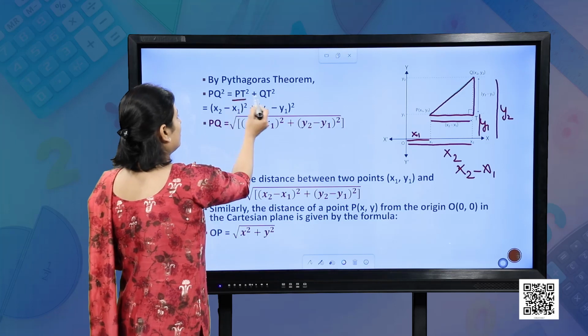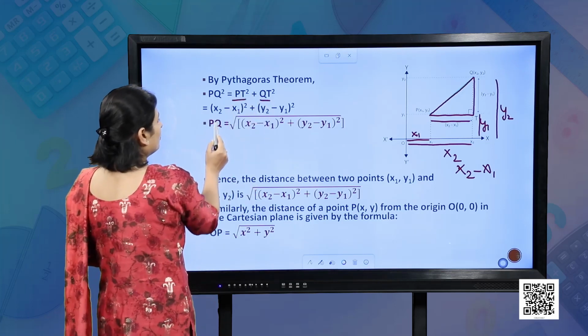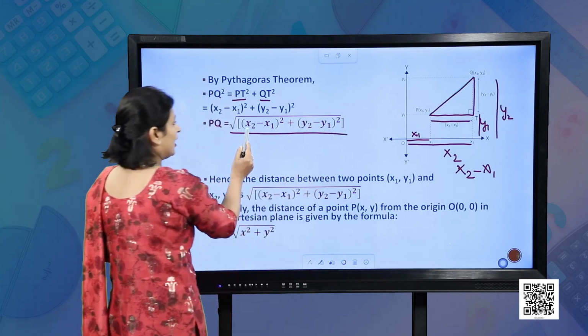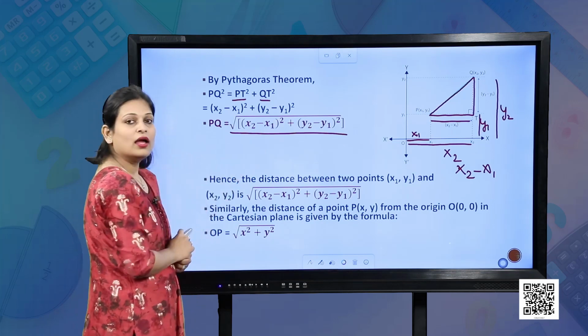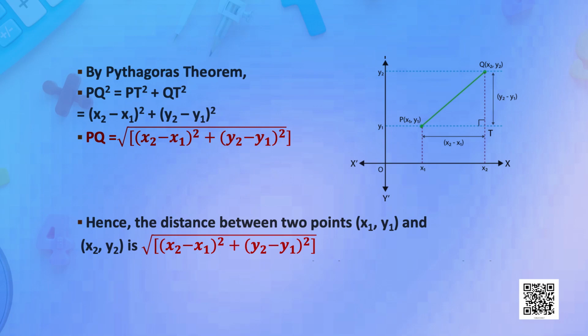Substitute the values of PT and QT over here. What will you get? PQ is equal to square root of x2 minus x1 whole square plus y2 minus y1 whole square. Hence, the distance between 2 points x1 y1 and x2 y2 is square root of x2 minus x1 whole square plus y2 minus y1 whole square.